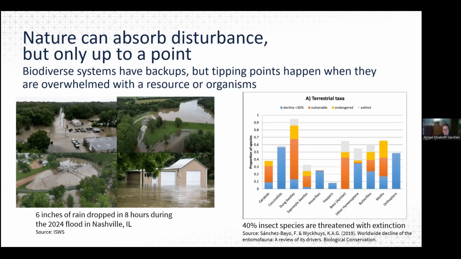And so in Nashville, Illinois in 2024, 6 inches of rain dropped over 8 hours. That overwhelmed the reservoir and caused, in some places, 5 feet of water in this particular town. And so that was a point where there was an overwhelming amount of water that the system could not handle anymore. And it caused a massive flooding event for that instance.